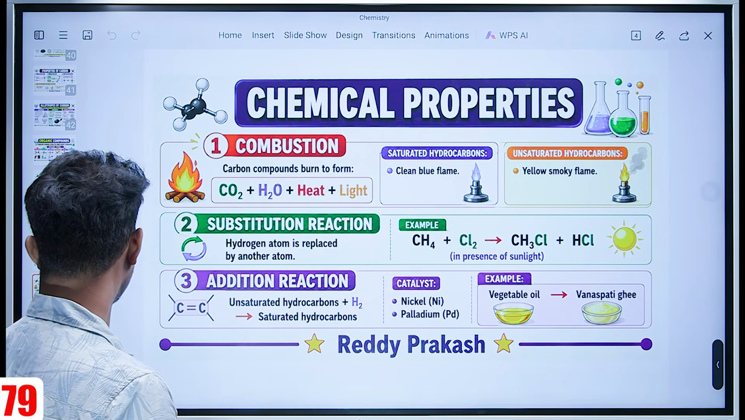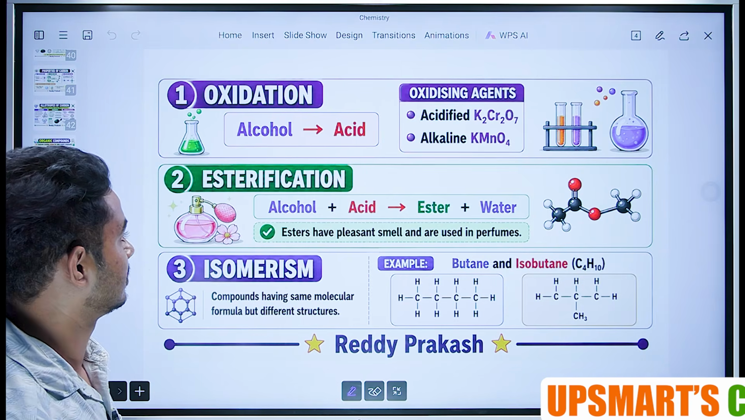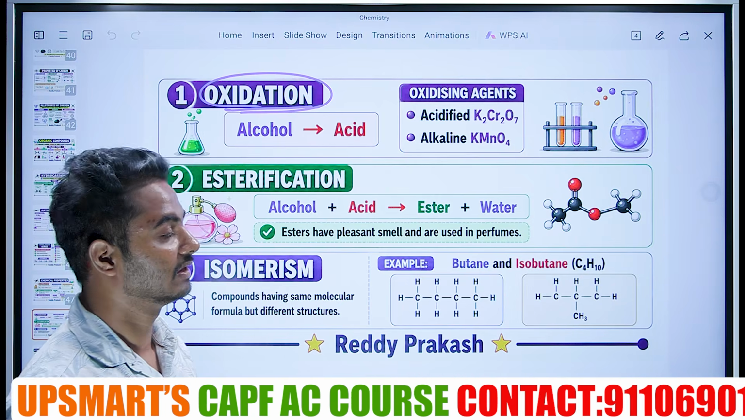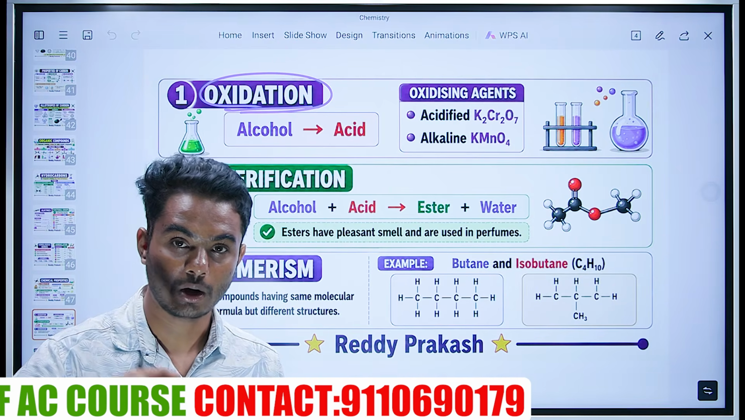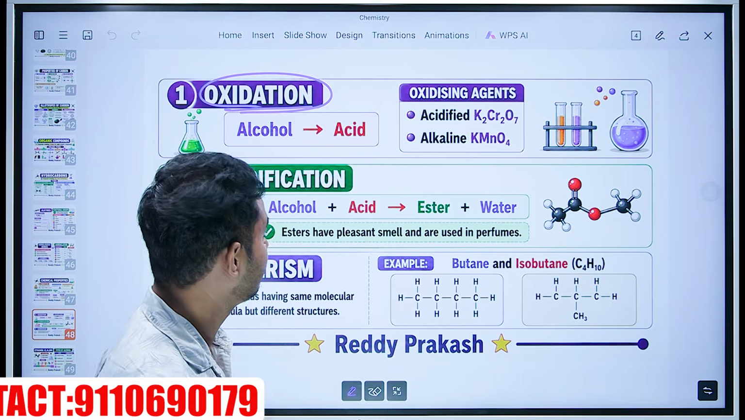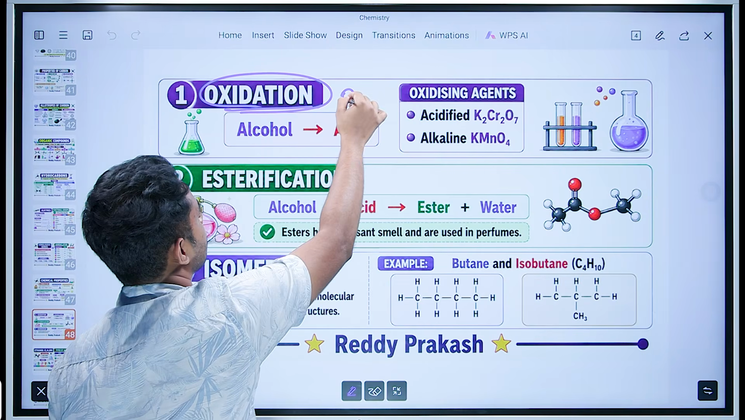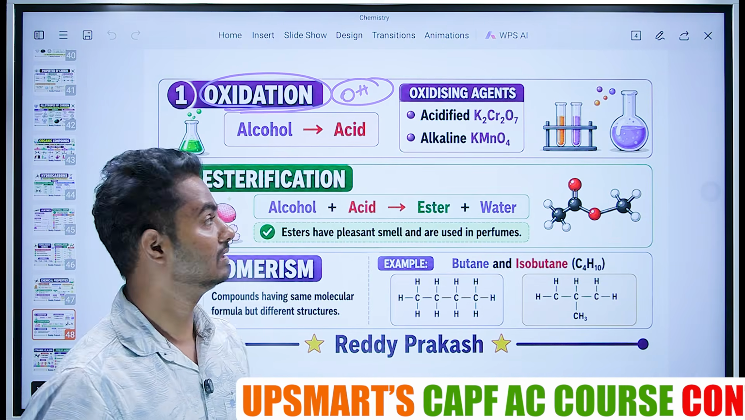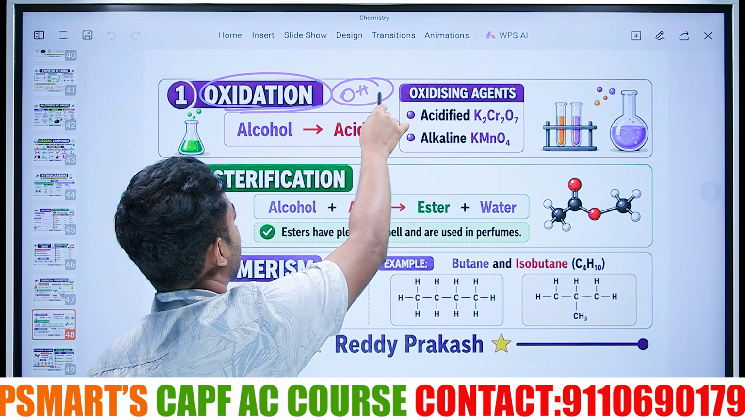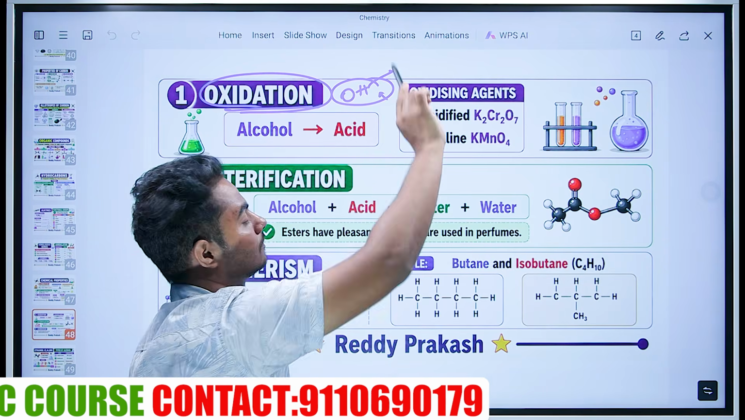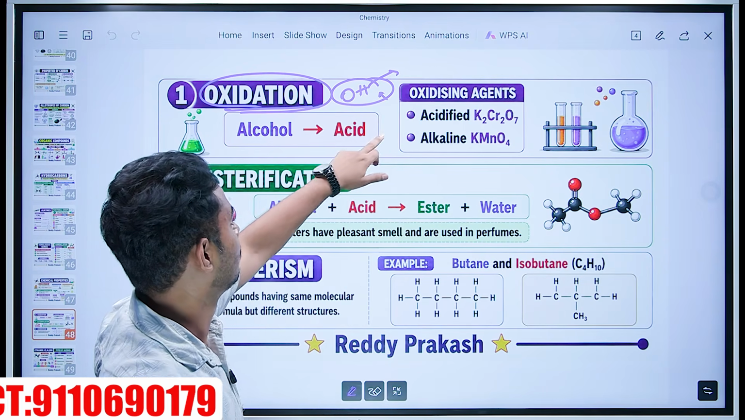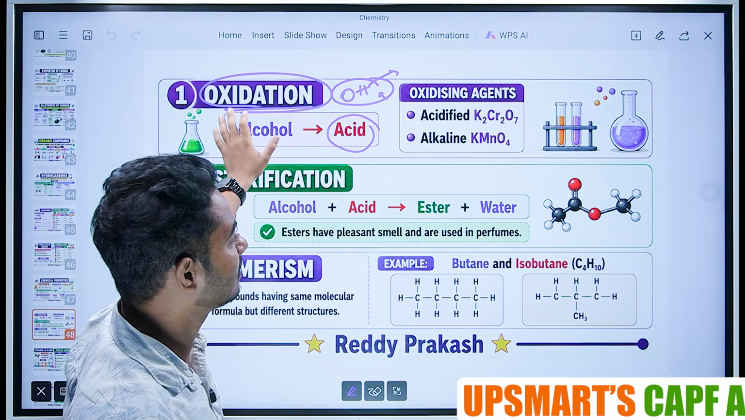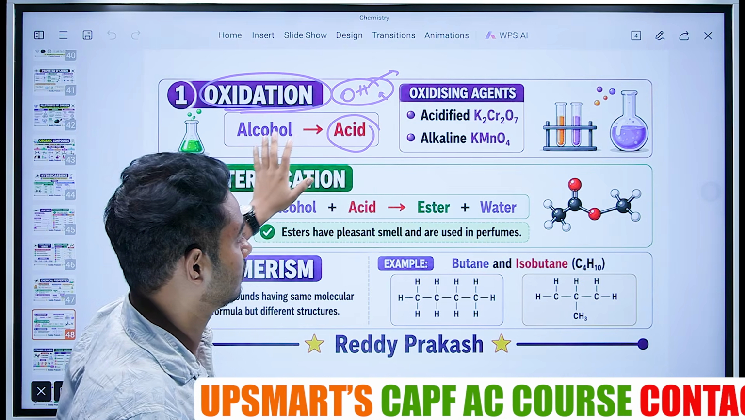Next, a few other reactions: oxidation reaction. Oxidation means you are adding oxygen. If there is alcohol, OH, and you add another O, it will form water, then OH will go and it will form an acid. You need not remember equations. Just remember oxidation means alcohol will become acid. That is more than enough.